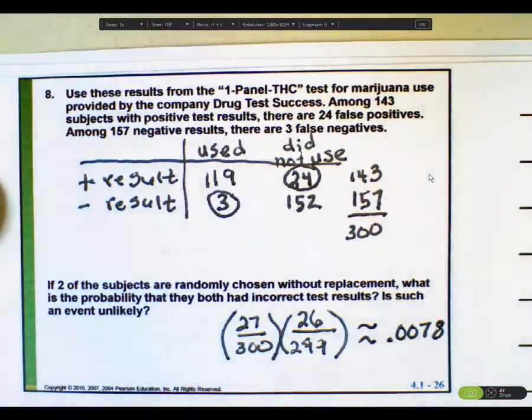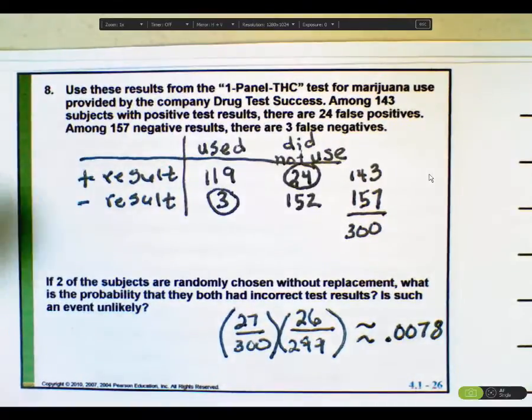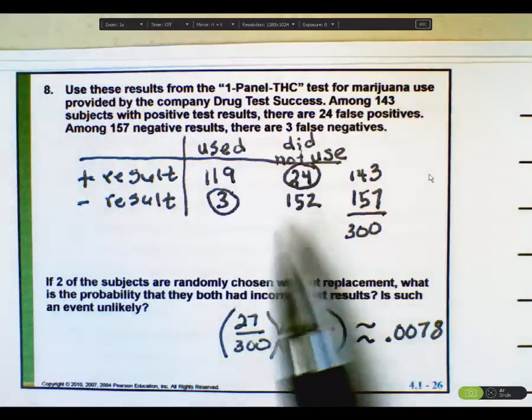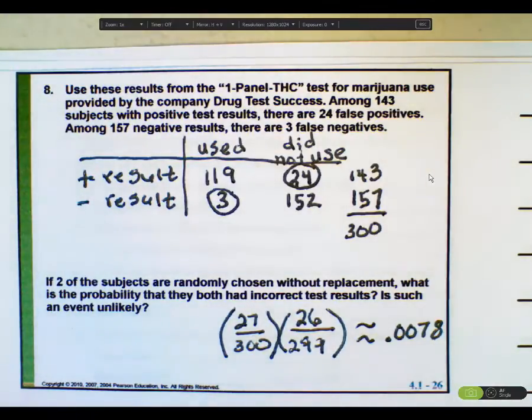It's 0.0078. So there's less than a 1% chance that if we drew out 2 people, they both had incorrect results. It's a little better than the lie detector test. There's still quite a few people who are getting the wrong results on that test, but not as many people who got the wrong results on the lie detector test.